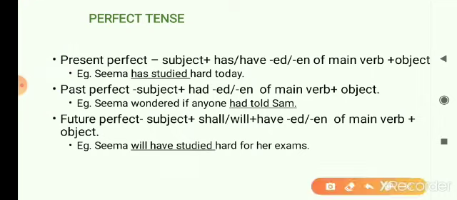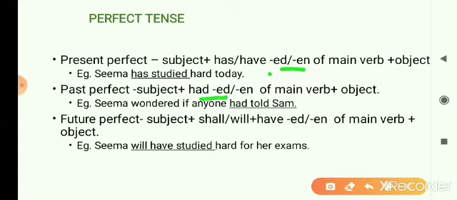So here subject plus has, have, plus ed or en of main verb. In the previous one we saw ing in continuous. Now in perfect we use ed or en of the main verb plus object. So it will be Seema has studied hard today. Previously I used ing, so studying, but here it will be Seema has studied hard today. So ed.